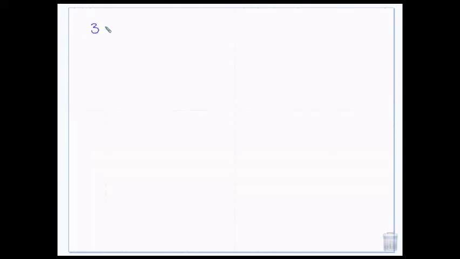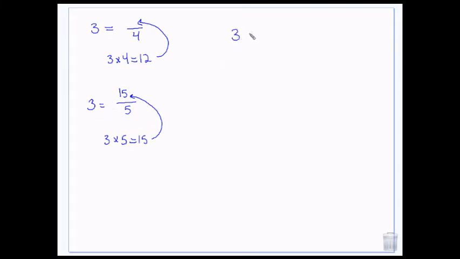For example, in this case, I want 3 to be something fourths so that the denominators match. So I do 3 times 4, and that gives me 12, which is my new numerator. If I wanted it to be a denominator of, pick a number, 5. Okay, 5. I would do 3 times 5, which would give me 15, and that would be my numerator.